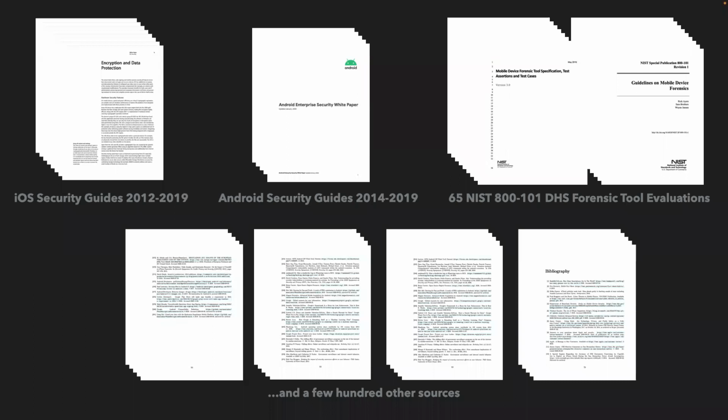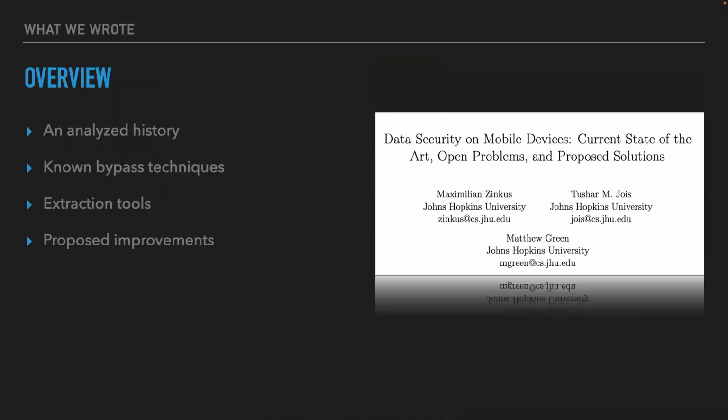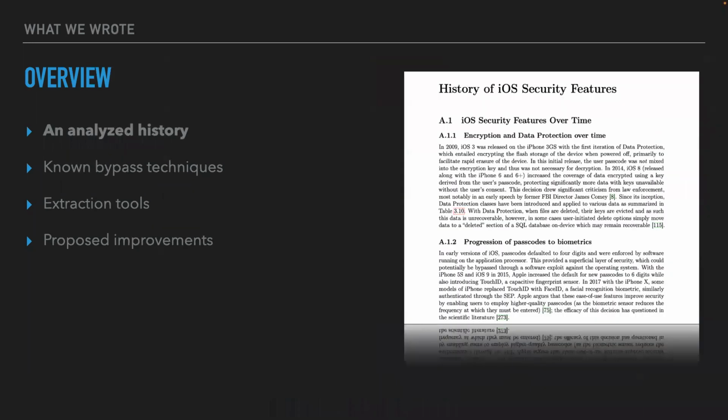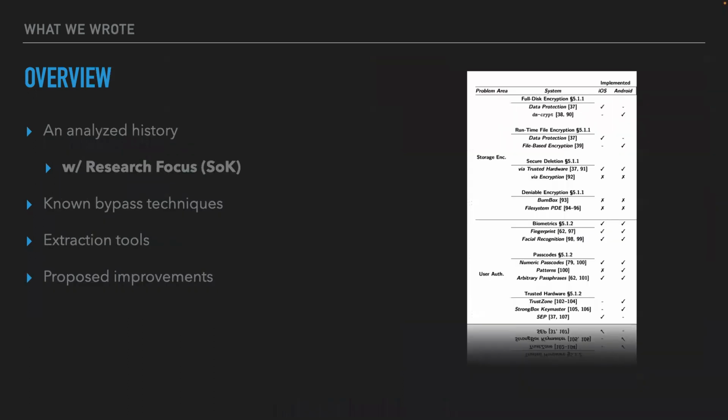So we looked at this history, and what was our product of all of this analysis? We ended up writing about a 111-page report, which hopefully to everyone's relief, I will not be summarizing here. What did it contain from a high level? We have an analyzed history of security features in both iOS and Android. And in the SoK version of the paper, which we actually submitted to PETS, we look at the research papers which have led and followed this development, as well as their impacts and implementations within the platforms.